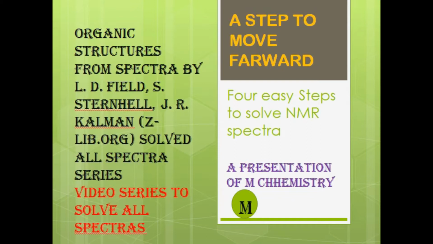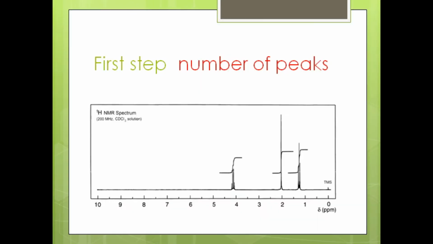Today we have come with a very basic video to solve the NMR spectrum. Here are the 4 easy steps to solve the NMR spectrum. This is the presentation of M Chemistry. 4 easy steps means that we will tell you about the 4 easy steps to solve the NMR spectrum of any compound. Now let us move to our first step, that is the number of the peaks.